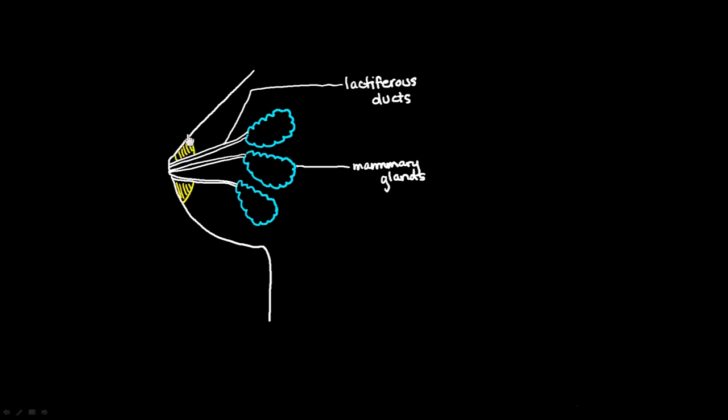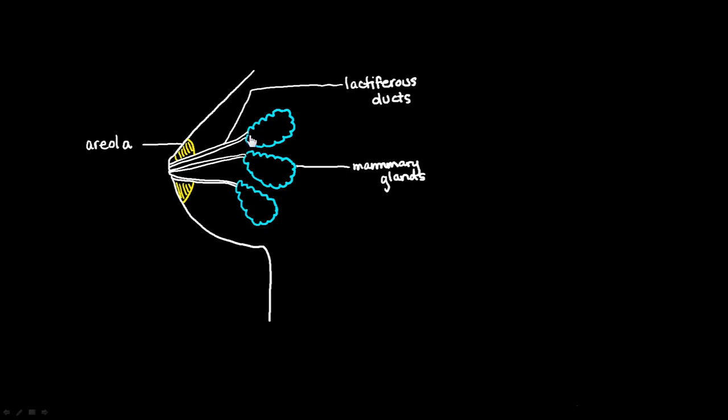And the reason the areola exists is because when the newborn first comes out, newborns actually don't see very well. And in order to help them find their source of food, we have this darkened area of the breast that actually gets quite a bit darker during pregnancy.